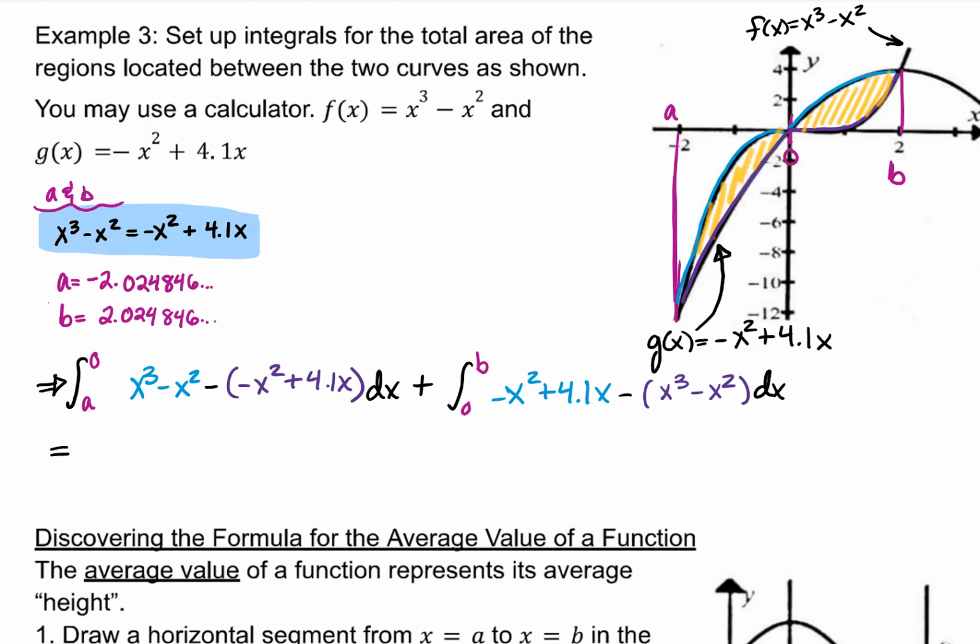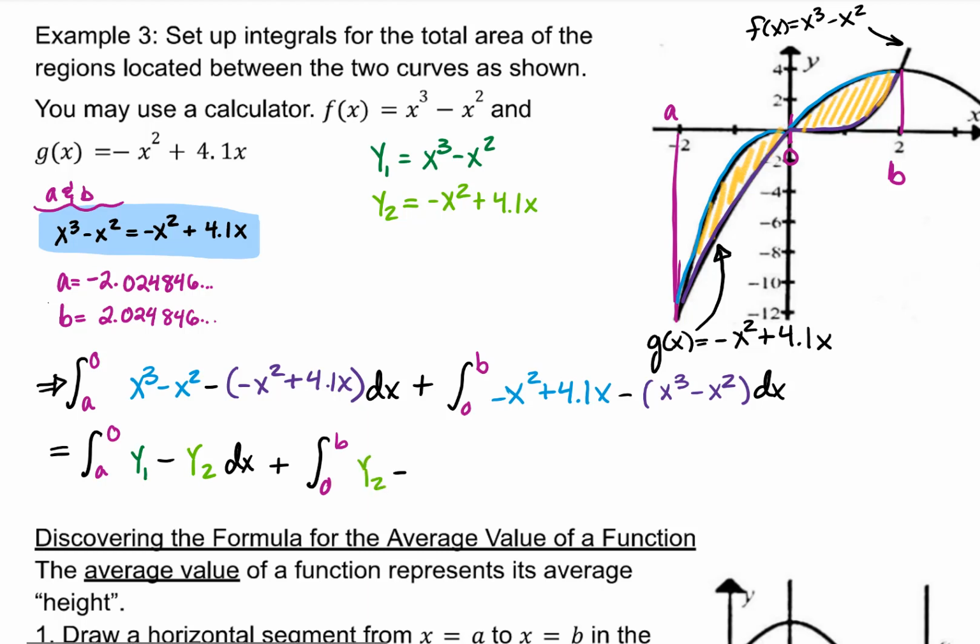To save yourself from having to type out all of this, I actually went to y1 and set it equal to x cubed minus x squared. Then for y2, I set it equal to negative x squared plus 4.1x. And so another way you could write this integral would be y1 minus y2, adding this time y2 minus y1.